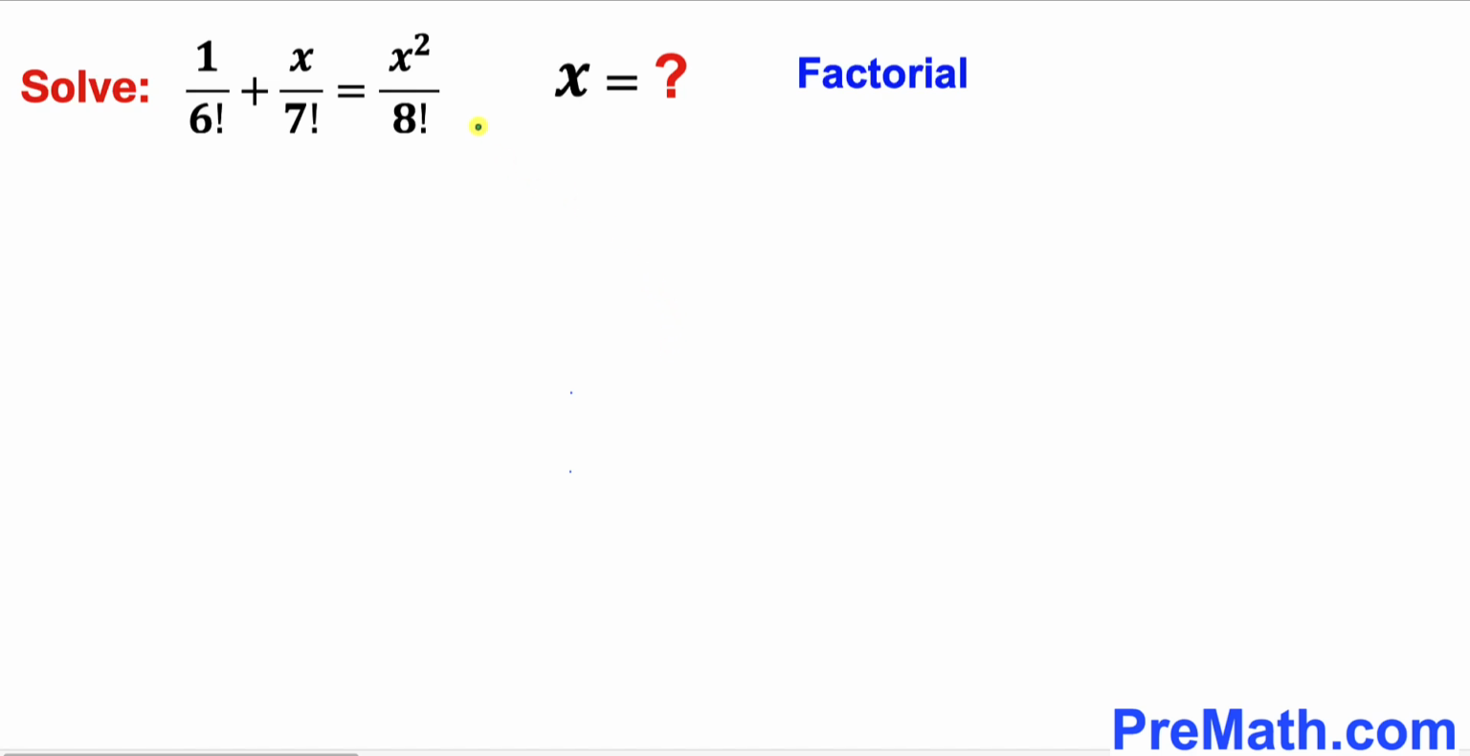Welcome to PreMath. In this video, we are going to solve this given quadratic equation that involves the factorials at the denominator, as you can see over here. And here's our quadratic equation: 1 divided by 6 factorial plus x divided by 7 factorial equals x squared divided by 8 factorial. And we are going to solve for x values.